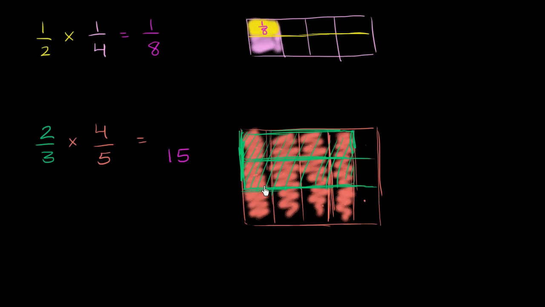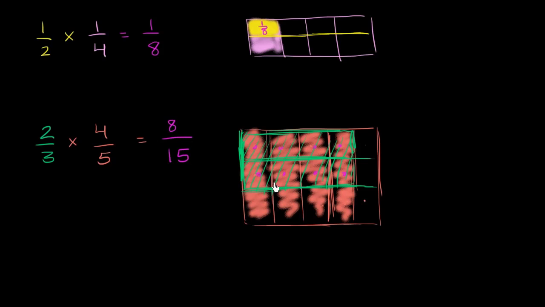And then how many of those are now colored in? Well, we see it's 2 times 4. 1, 2, 3, 4, 5, 6, 7, 8. Or how many of them are in the 2/3 of the 4/5, I should say. And there's 8 of them. 8 of the 15 equal sections. And so there you have it.